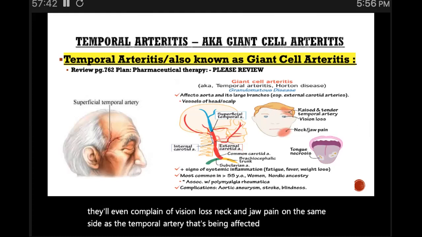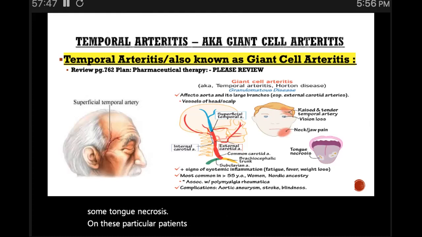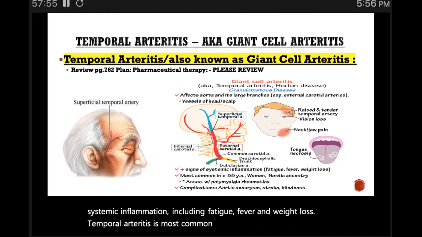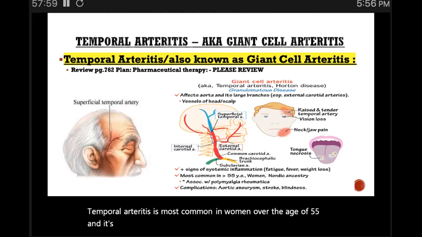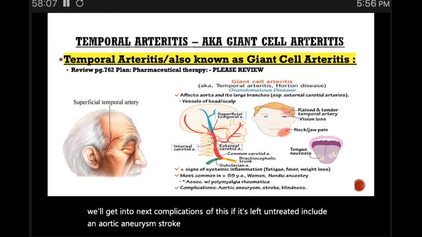You may also see some tongue necrosis on these particular patients. They will be positive for signs of systemic inflammation, including fatigue, fever, and weight loss. Temporal arteritis is most common in women over the age of 55, and it's very closely associated with polymyalgia rheumatica, which we'll get into next. Complications of this, if it's left untreated, include an aortic aneurysm, stroke, and blindness. So these patients need to be sent to the emergency room immediately. This is an emergency, guys.